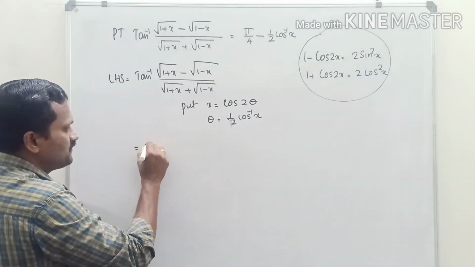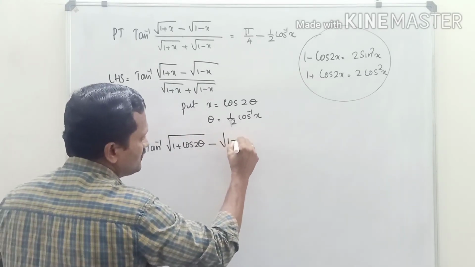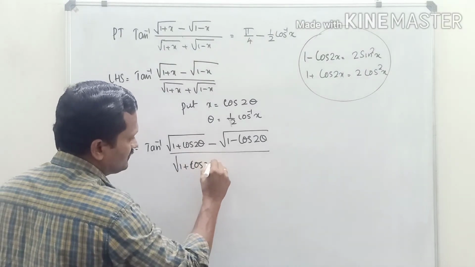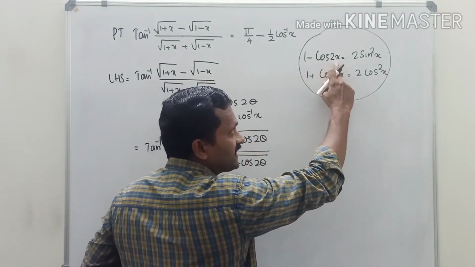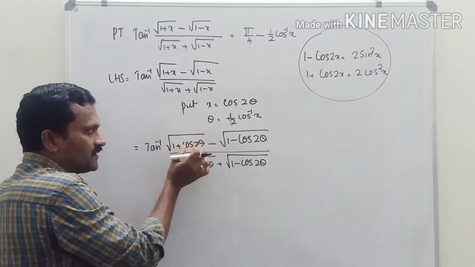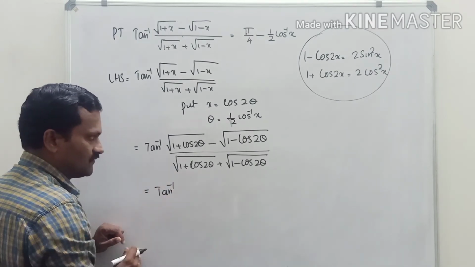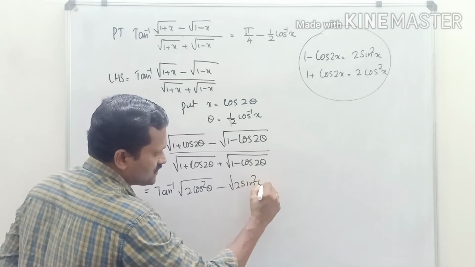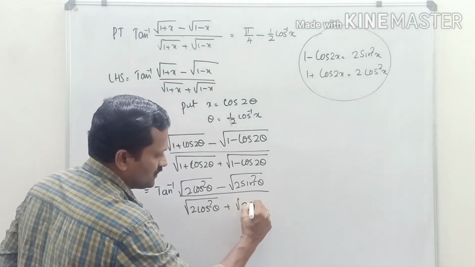Then LHS becomes tan inverse of (root 1 plus cos 2 theta minus root 1 minus cos 2 theta) divided by (root 1 plus cos 2 theta plus root 1 minus cos 2 theta). What is 1 minus cos 2x? 2 sin square x. And 1 plus cos 2x? 2 cos square x. Therefore, 1 plus cos 2 theta becomes 2 cos square theta, and 1 minus cos 2 theta becomes 2 sin square theta. That is, tan inverse of (root 2 cos square theta minus root 2 sin square theta) divided by (root 2 cos square theta plus root 2 sin square theta).